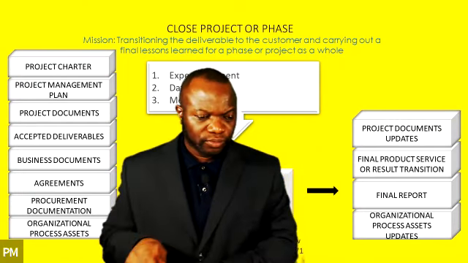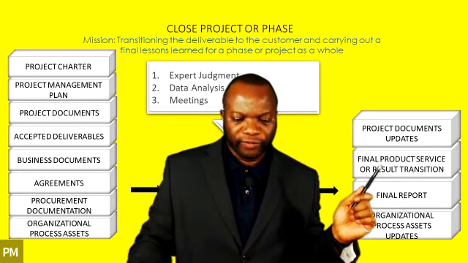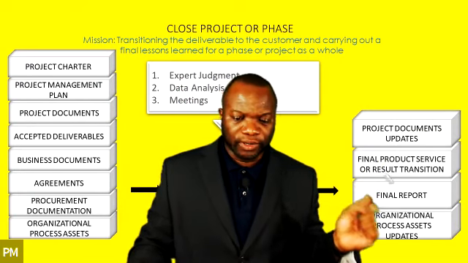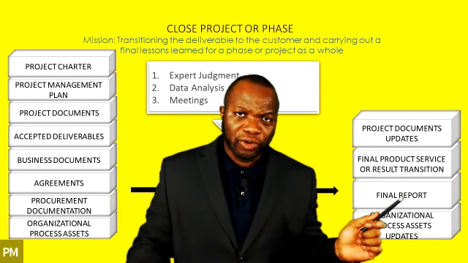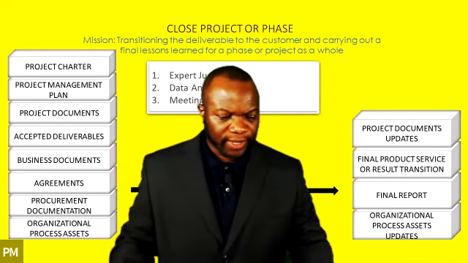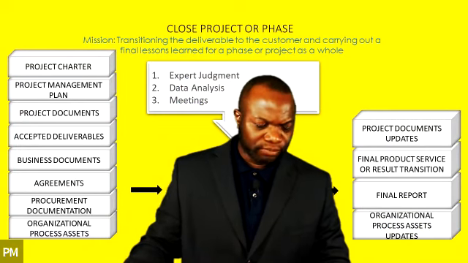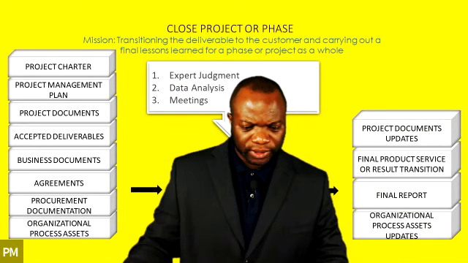Okay, now we can move on to these pieces. Updates to any project documents. So we update the documents and we mark them as final. We talked about the final transition of the deliverable to the customer. The final report, the outcome, did you get to the goal or not? And organizational process assets updates, okay? So that is the high level. It contains some sneaky little bits and pieces that we need to know. So keep your eye on those.